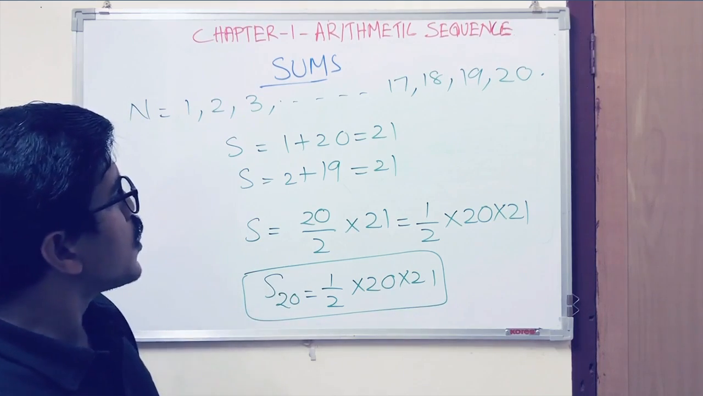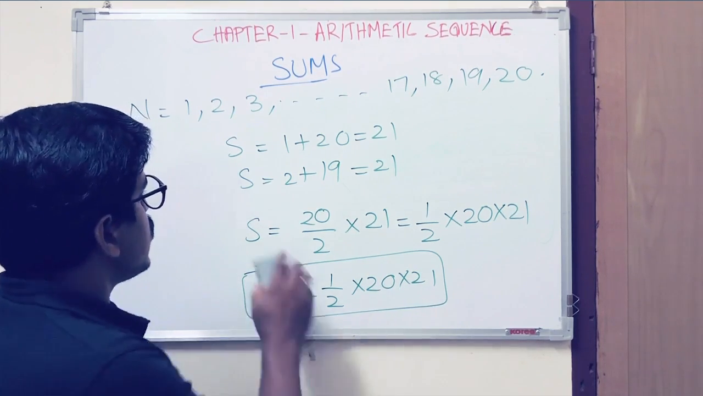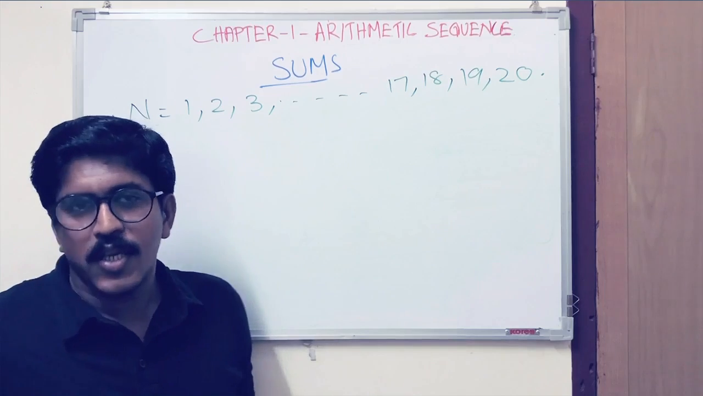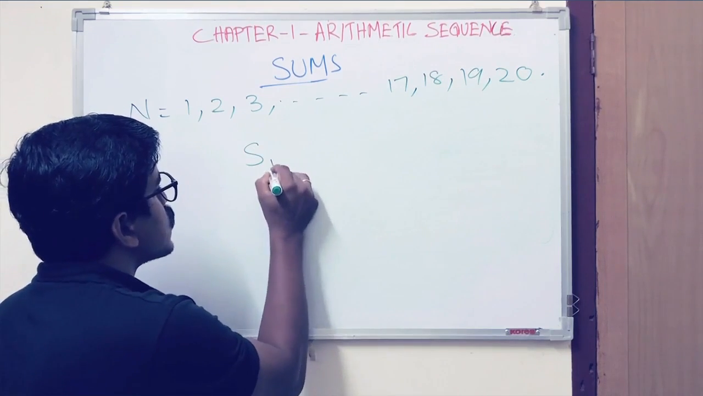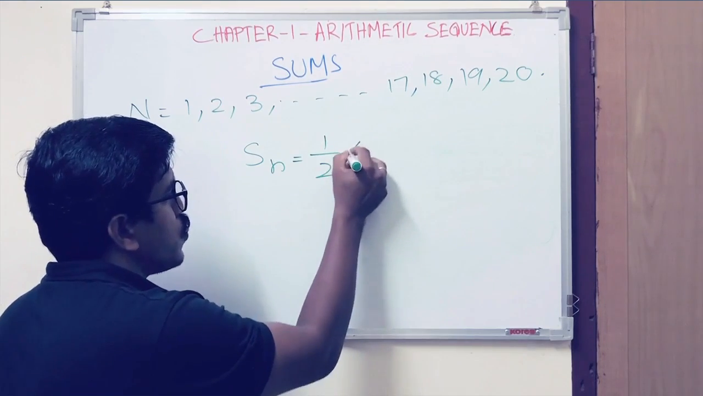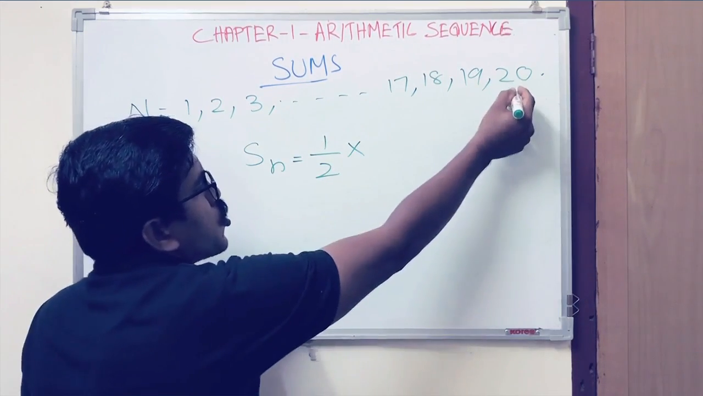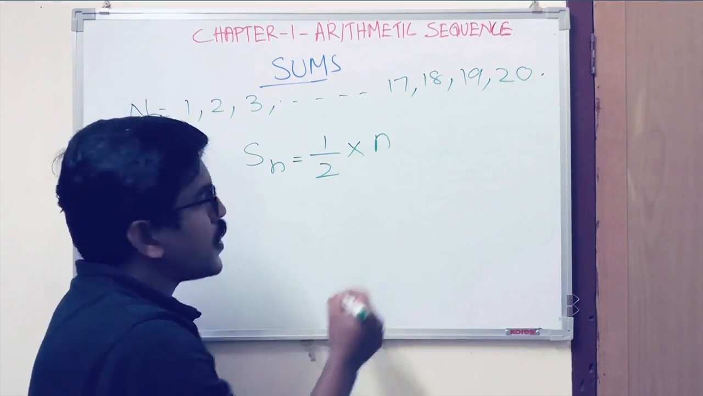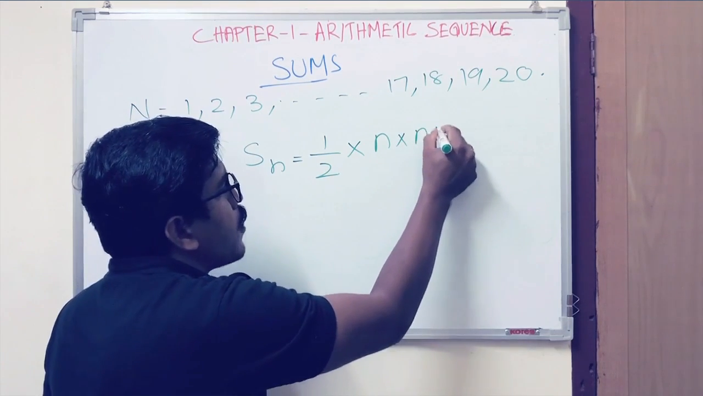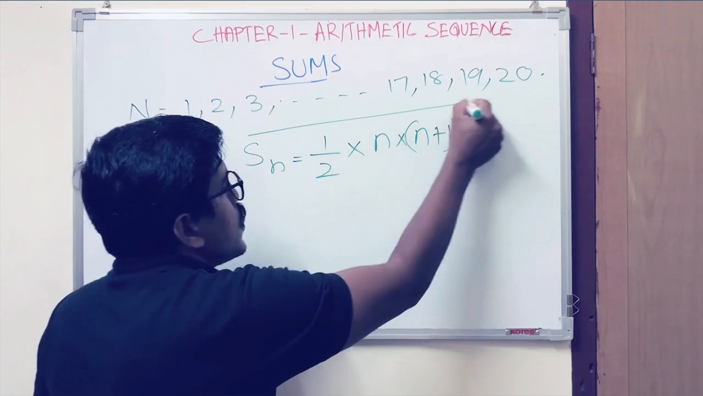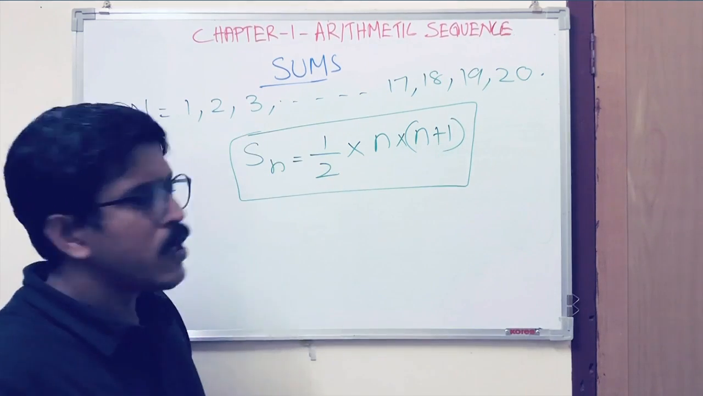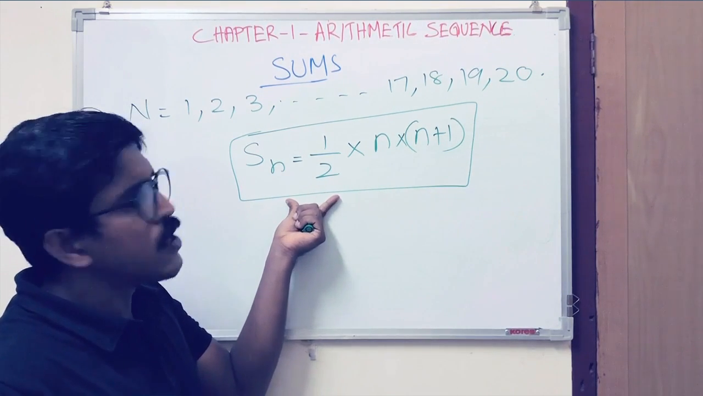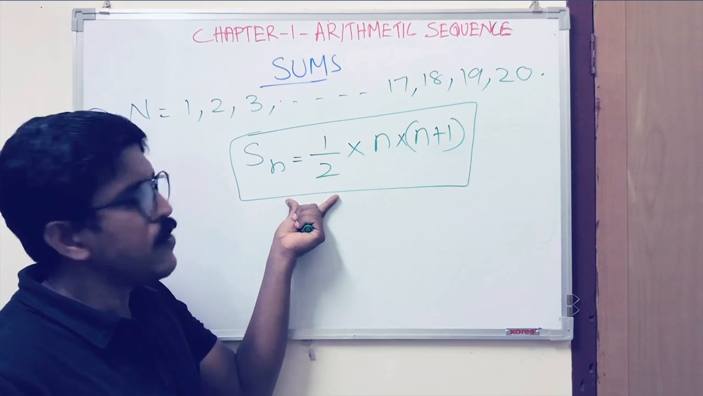Okay, so now we can say in a general way, if I take n terms instead of 20, then Sn is equal to 1 by 2 into, if I take 20 terms, 20 we need to write; if I take n terms, n we need to write. n into the next term, n plus 1. This is the general formula to find the sum of the natural number arithmetic sequence.